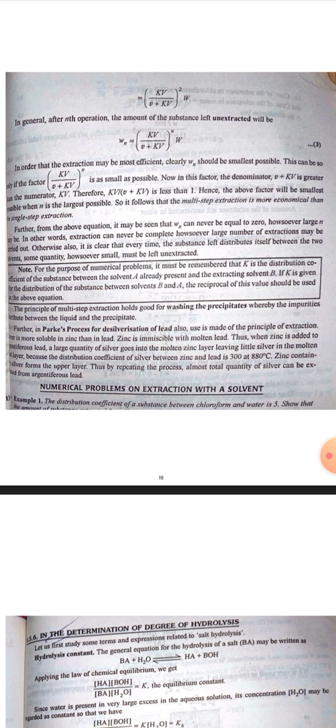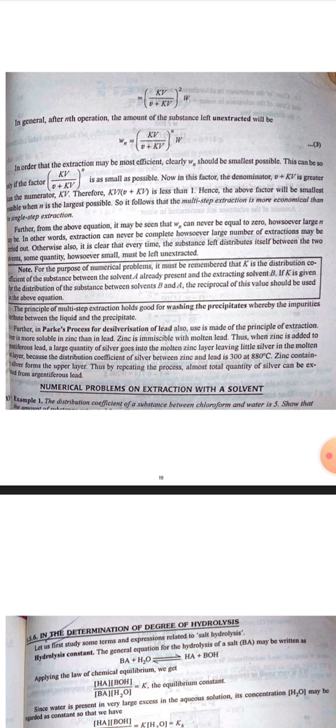Further, from the above equation it may be seen that Wn can never be equal to 0, however large n may be. In other words, extraction can never be complete. However, a large number of extractions may be carried out. Otherwise also it is clear that every time the substance left distributes itself between the two solvents, some quantity, however small, must be left unextracted.